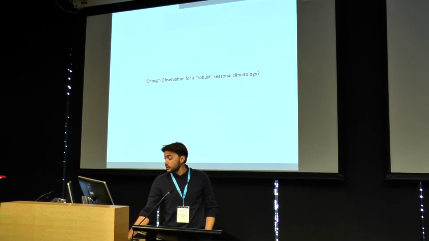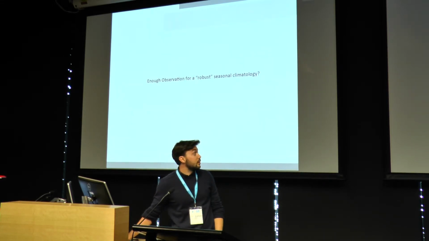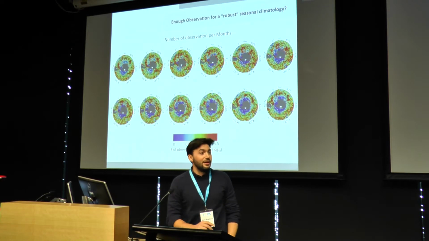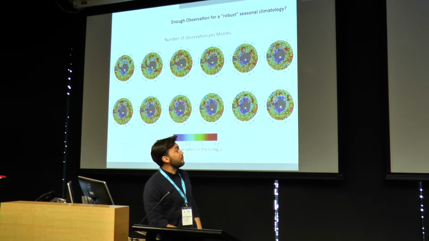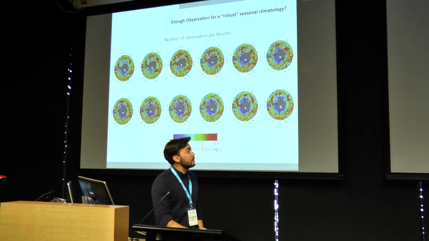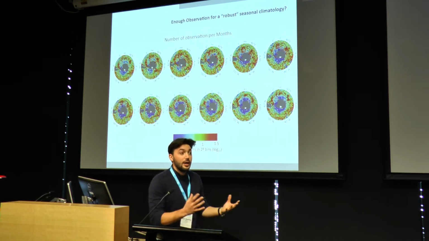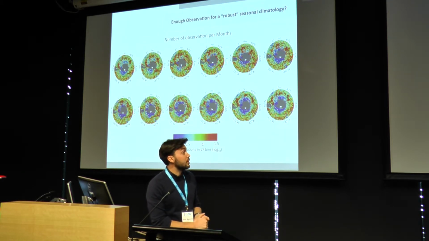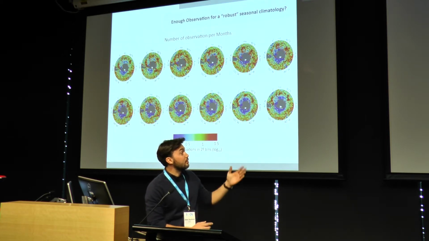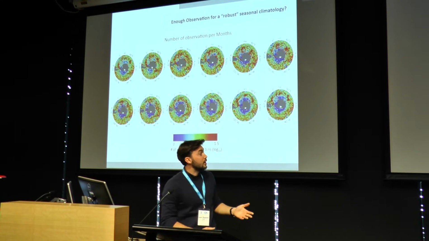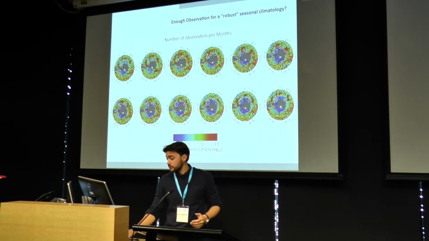So we've got these three databases, and the next question is, do we have enough observations for a robust seasonal climatology? Whatever robust means, I'm not sure. Here I've got the number of observations for the combined data set for different months of the year. And I would say that we've got enough observations for robust. We could discuss that for hours, but I think we've got fairly good coverage, and we can resolve the seasonal cycle here.